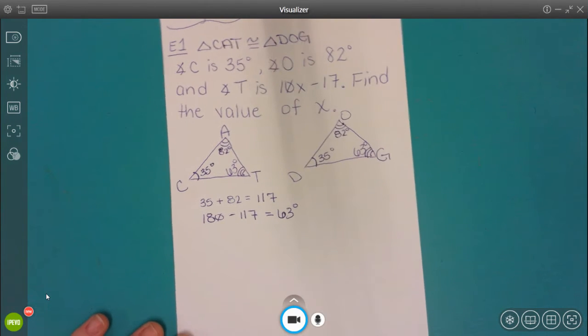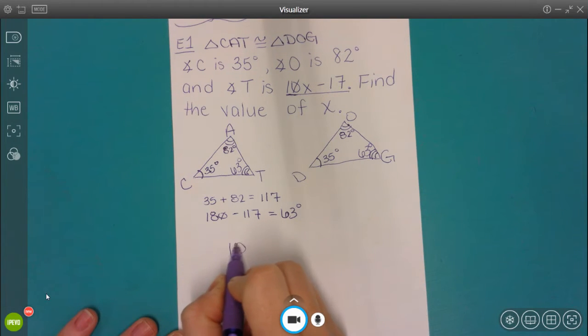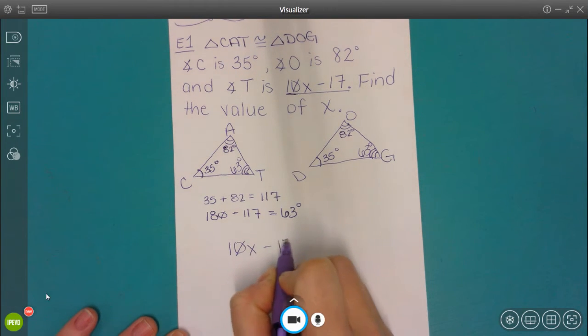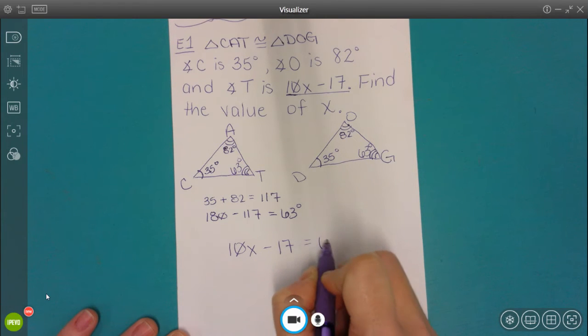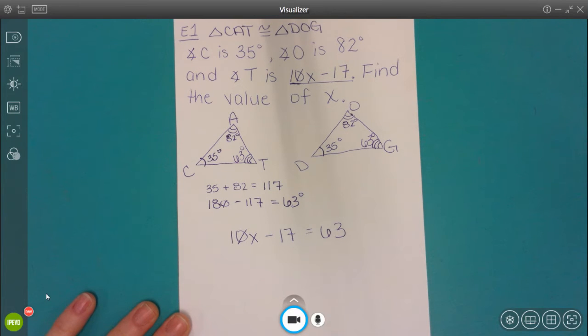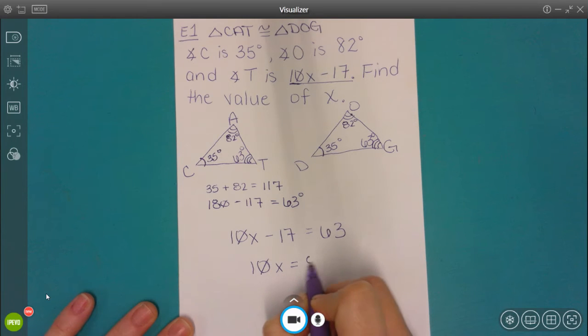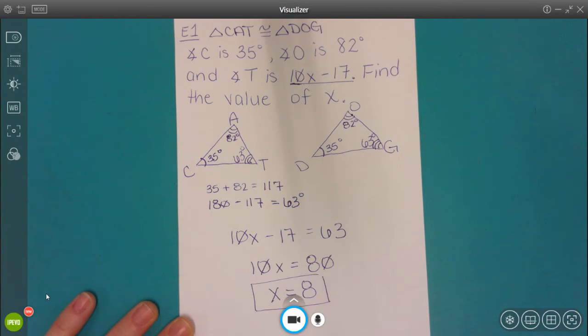Well, now I know that angle T is also 10x minus 17. And that's going to be the same thing as 63. So adding 17 to both sides gives me that 10x is equal to 80. So this means that x has to be equal to 8.